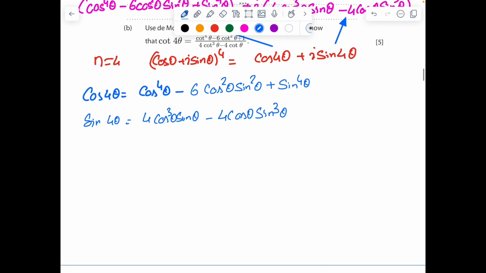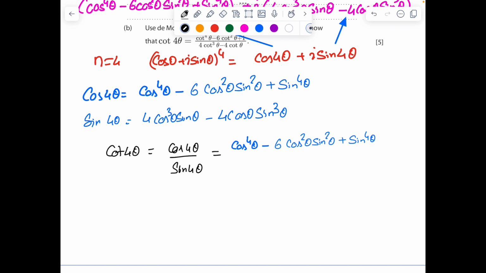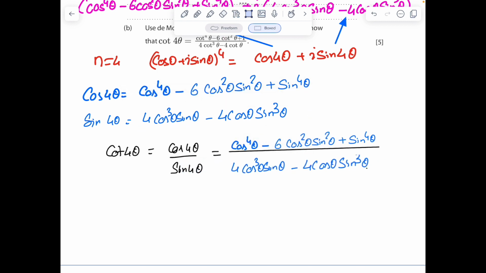Now what is being asked? Cot 4 theta. We know that cot 4 theta is nothing but cos 4 theta upon sin 4 theta. So copy down this cos 4 theta and write it out over here, divided by sin 4 theta. So I am writing both, cos 4 theta upon sin 4 theta.